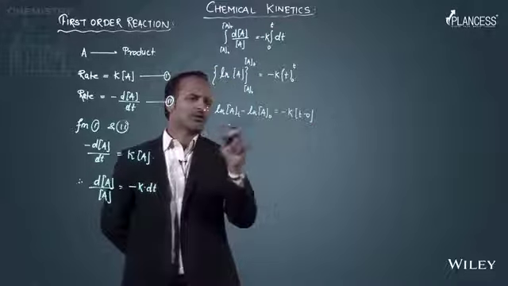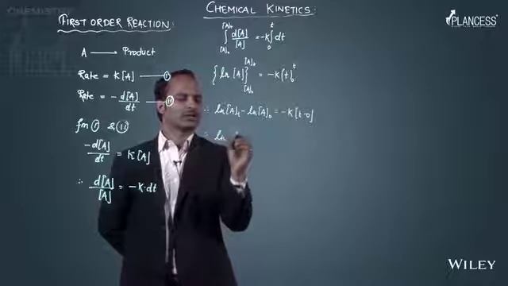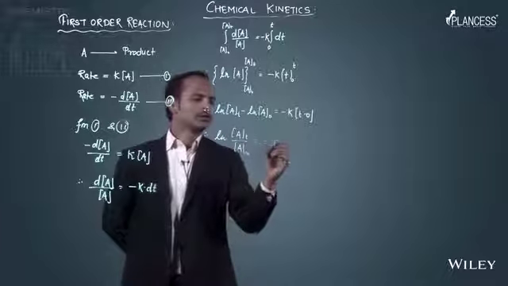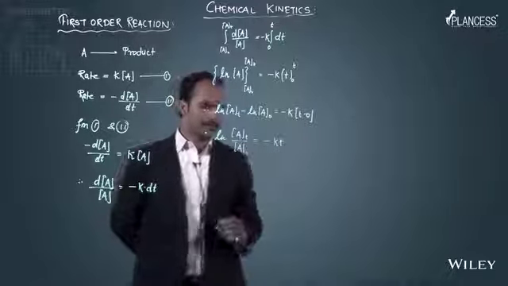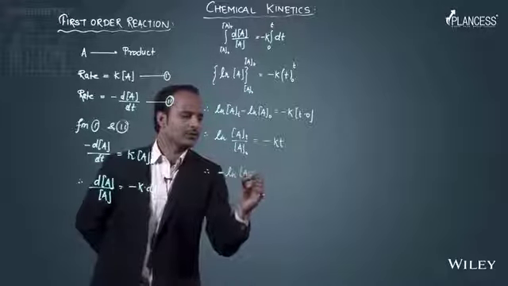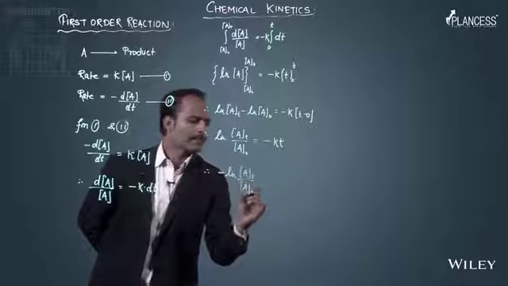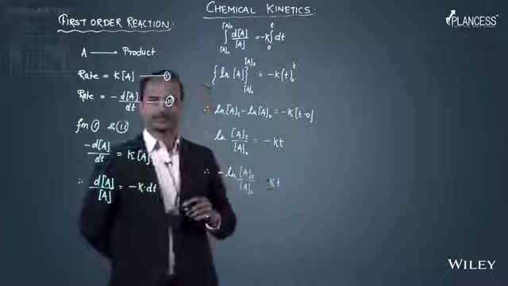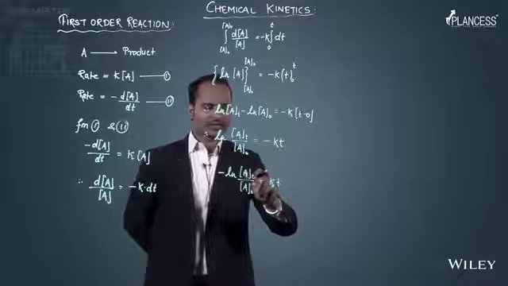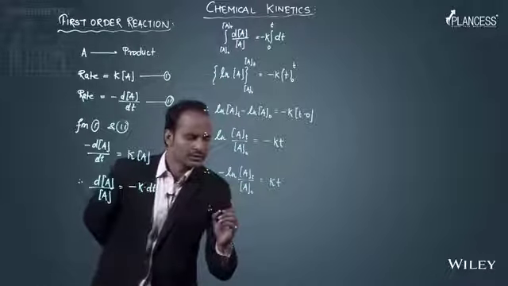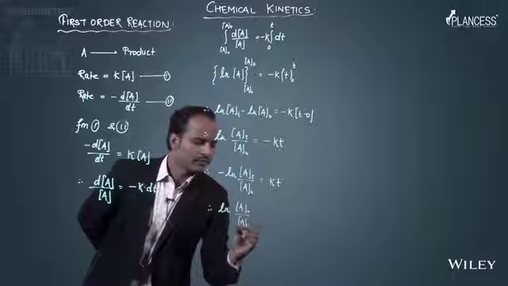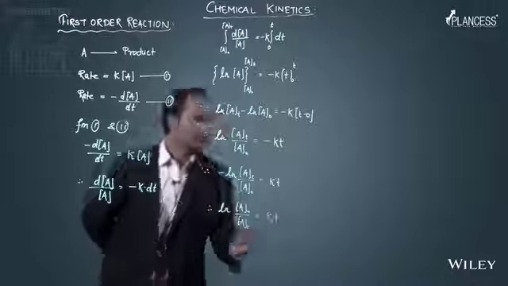It is a log with subtraction, so instead of subtraction we can write it in division form, that is ln At upon A0 is equal to minus K, and t minus 0 is t. Let's shift the minus sign to the left-hand side. Multiplying the minus sign with the log gives the reciprocal, so At upon A0 becomes A0 upon At. So ln A0 upon At is equal to K into t.